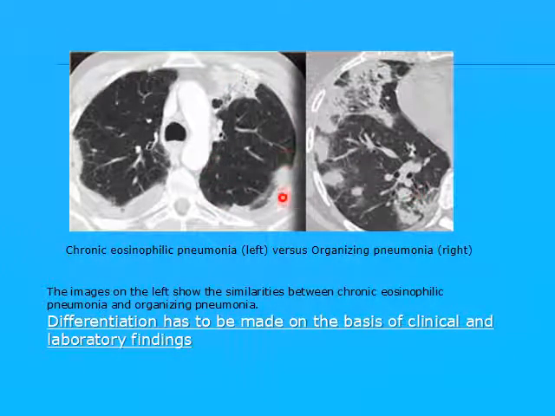These two patients are different. Both have peripheral patches of consolidation. Okay? This one is organizing pneumonia, and this one is chronic eosinophilic pneumonia. Differentiation has to be made on the basis of the clinical and laboratory findings, because this one will have peripheral eosinophilia in his blood count, and this one will not. Also, in the bronchoalveolar lavage, you can see a lot of eosinophils here, and here you will find something else, lymphocytosis or something like this, but not eosinophilia.